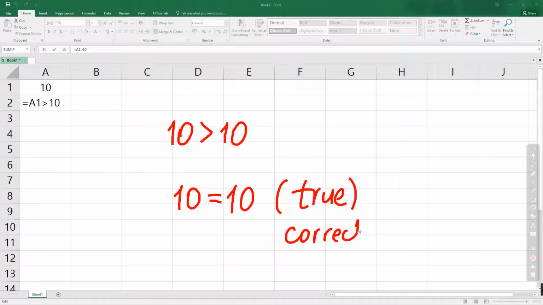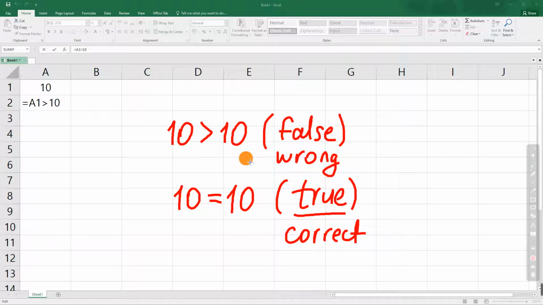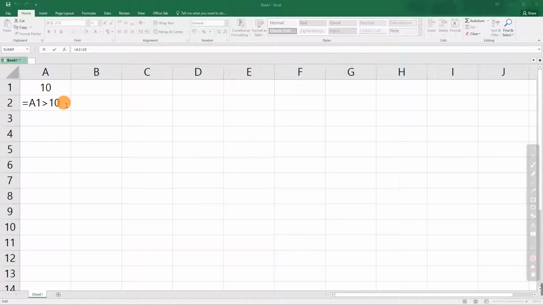Correct. But in Excel we use true. And so this statement is false. Or in real life we use wrong. So this statement is wrong. Why? Because 10 is not greater than 10. 10 is equal to 10. So as a result, this logical comparison in Excel returns false here.